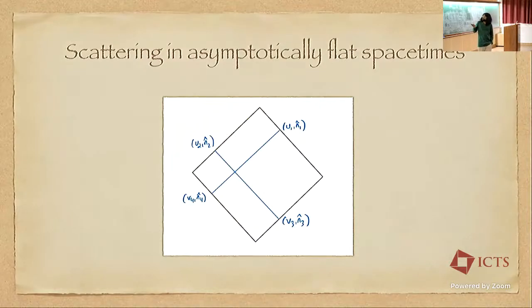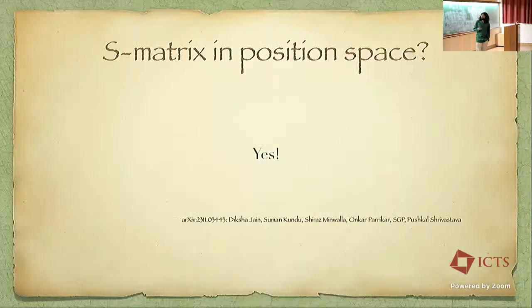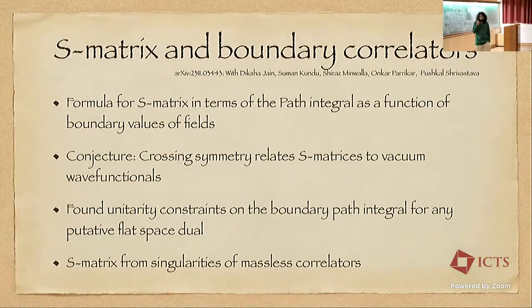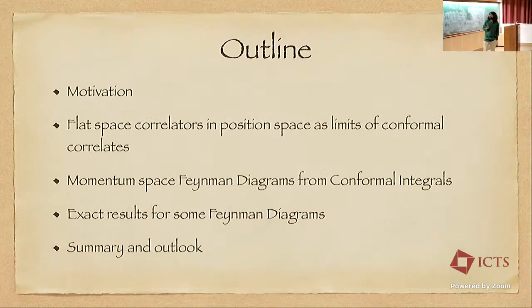So you want to be able to compute flat space correlators first in the bulk and then be able to take them to the boundary where then they are correlators defined on, let's say, null infinity or spatial infinity of flat spacetimes. Recently also we gave a formula for how to compute the S matrix in position space, and that was done in collaboration with these authors, where we gave a formula for the S matrix in terms of the path integral as a function of boundary values of fields, and we showed that one can compute the S matrix as singularities of correlators and so on. So for these reasons also, one is interested in computing these position space correlators. So that was my quick motivation.